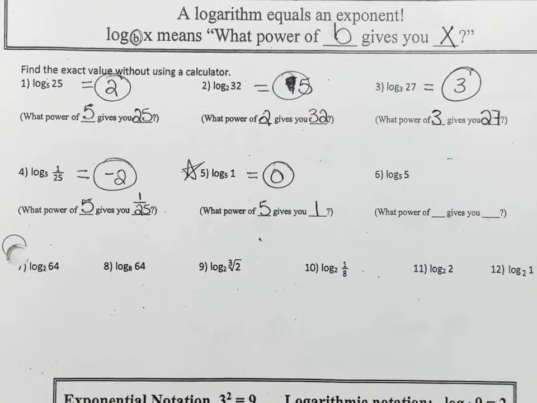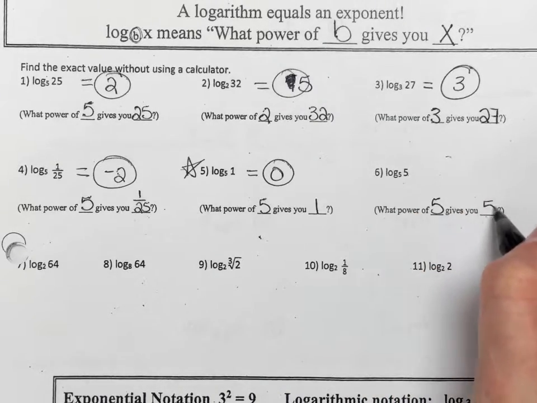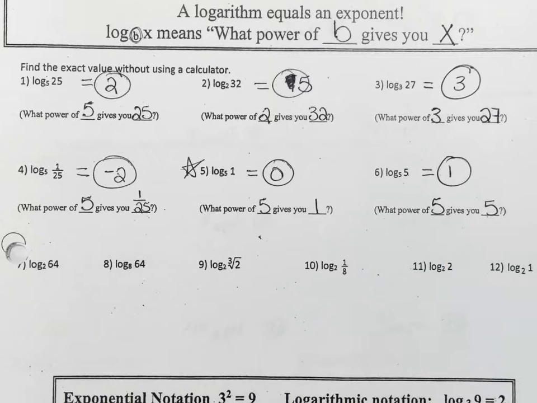All right, Abby, can you help me out on number 6? How would I rewrite this? There you go. So, Reagan, what power of 5 gives me 5? 1. Perfect. Are y'all okay?